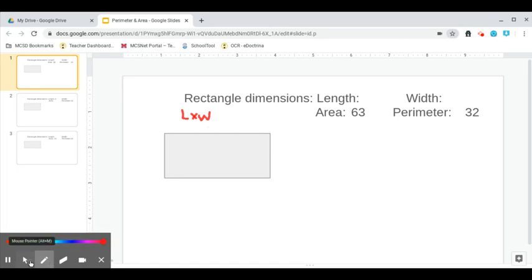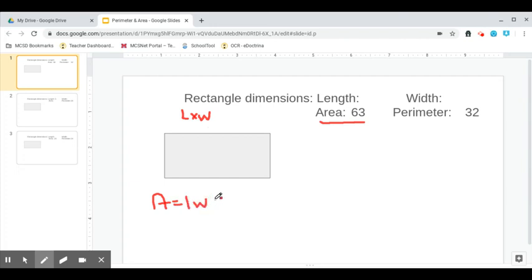Okay, now moving forward, we want to find out the dimensions, the length and width, of this rectangle if I tell you the area is 63 and the perimeter is 32. So we're going to use the area, which is going to help us the most on this. I know area is equal to length times width. So something times something is 63. There's only a couple possibilities of this.